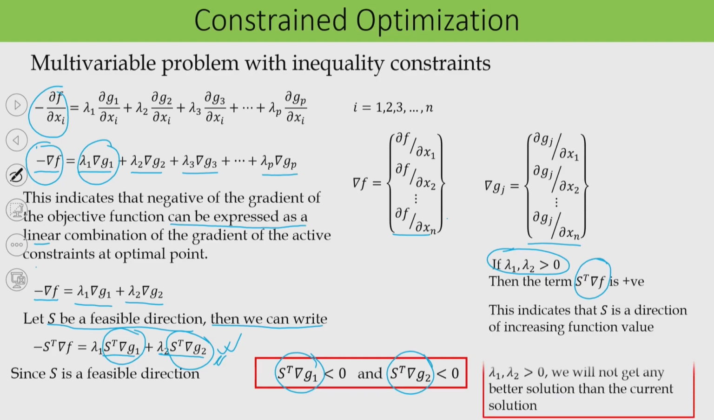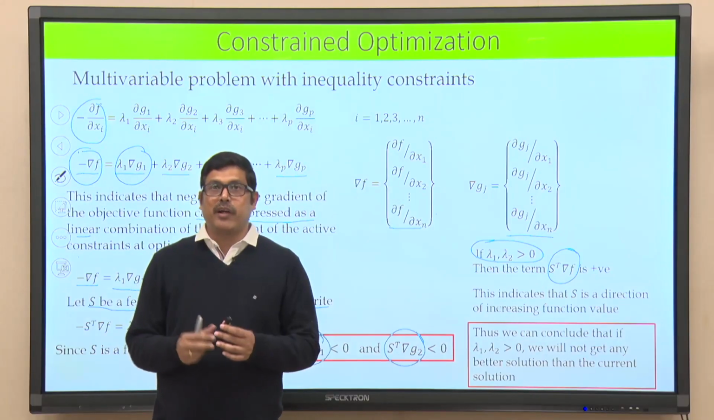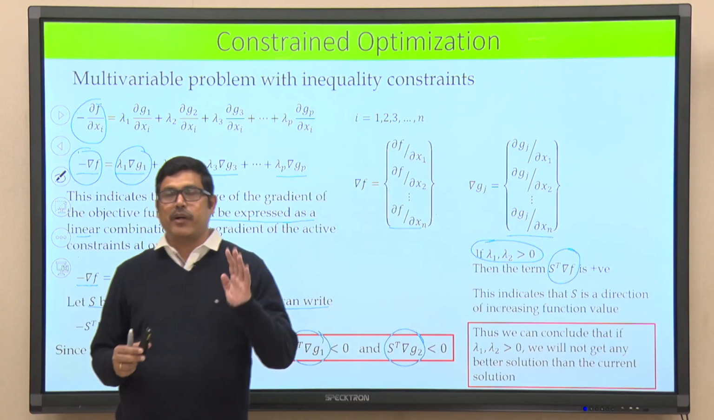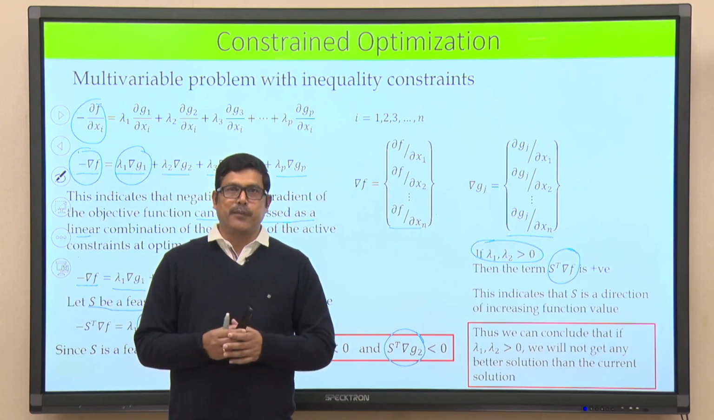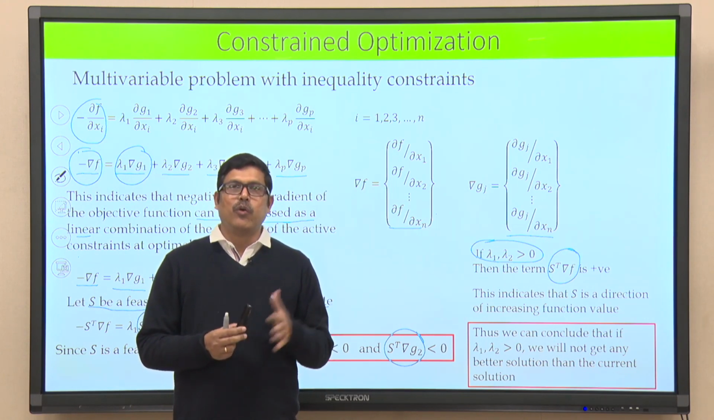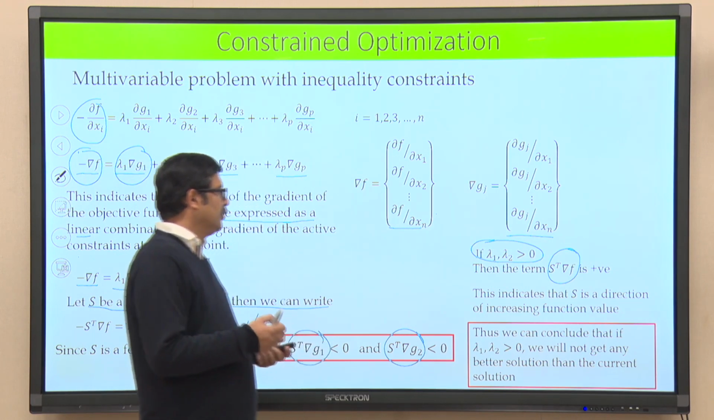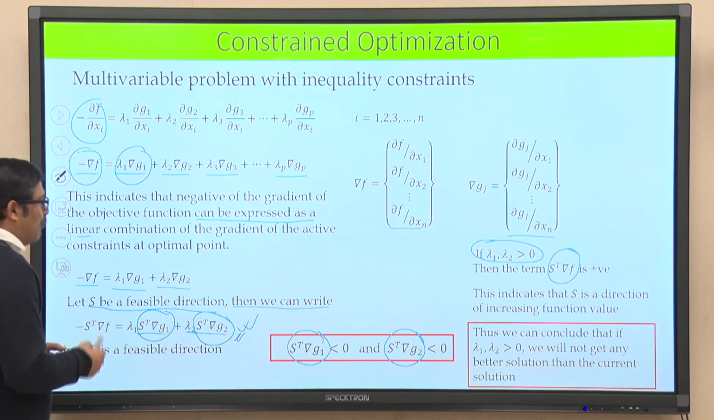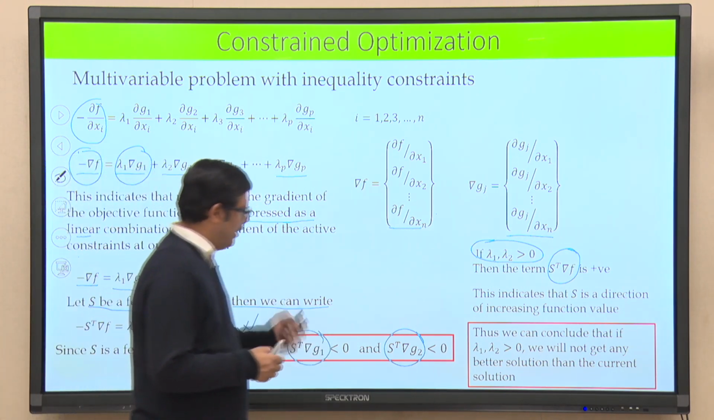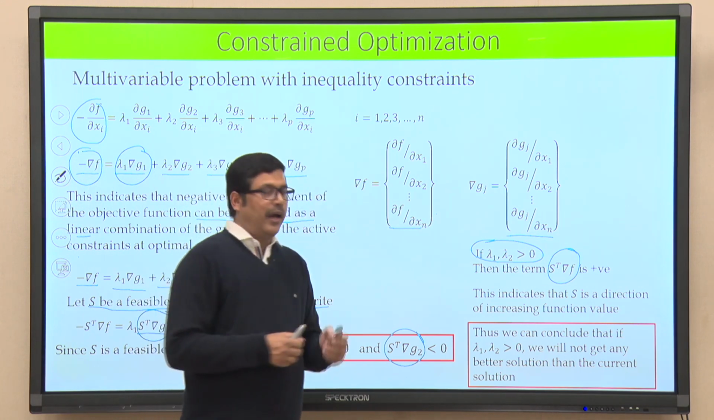So, what is the condition? Thus, we can conclude that if lambda 1 and lambda 2 are positive, then we will not get any better solution than the current solution. In this case, if lambda 1 and lambda 2 both are positive, you are not getting any improved solution than the current solution. So the current solution is the optimal solution in that case. I hope this is clear.